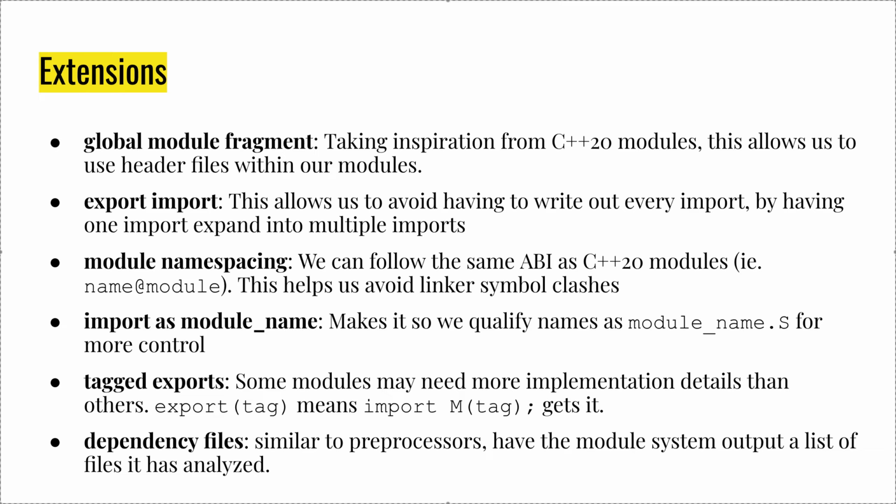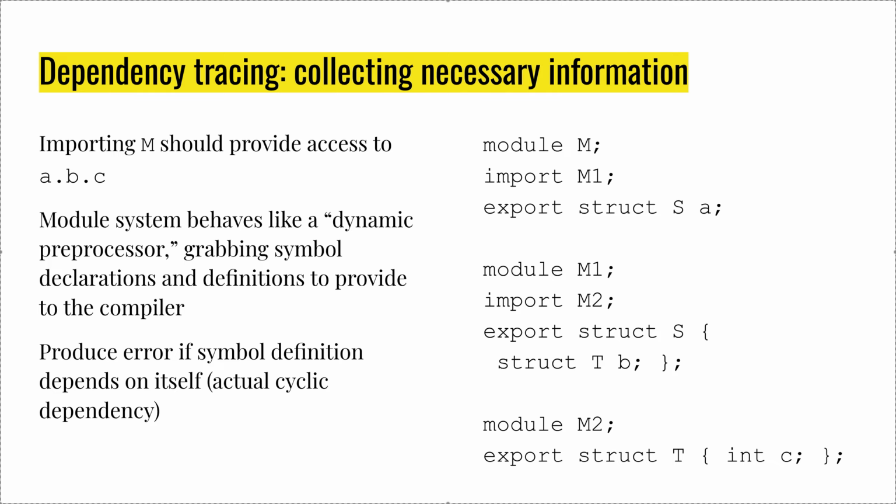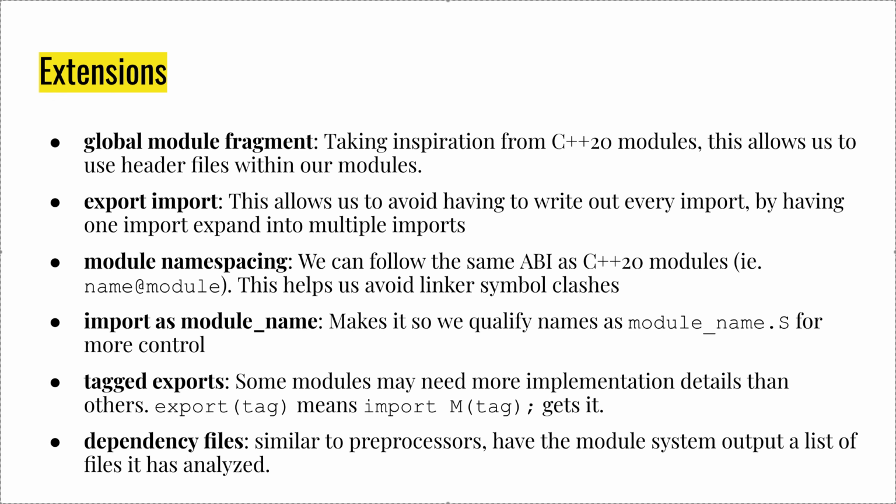Third, we have module namespacing. You see, I lied a bit when I was talking about scope resolution. So on this slide, if another module defines its own struct S and dependency tracing causes it to be in the C code sent to the compiler, then you'll get a name conflict. Module namespacing would fix this issue by avoiding intermodule name conflicts.